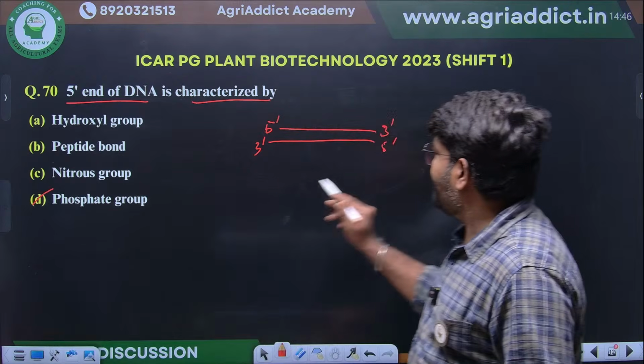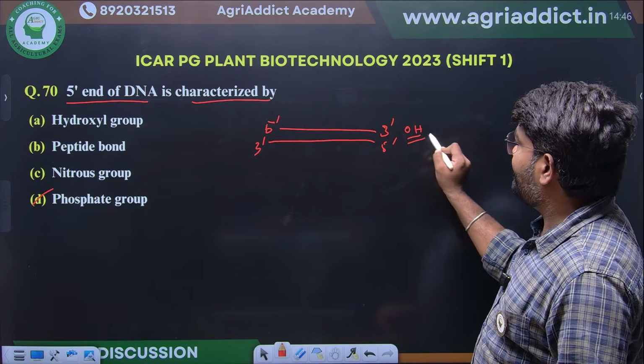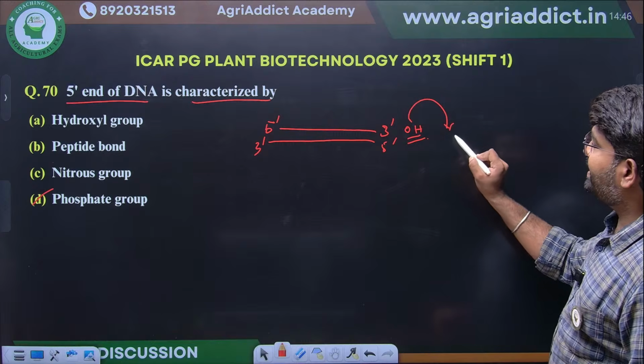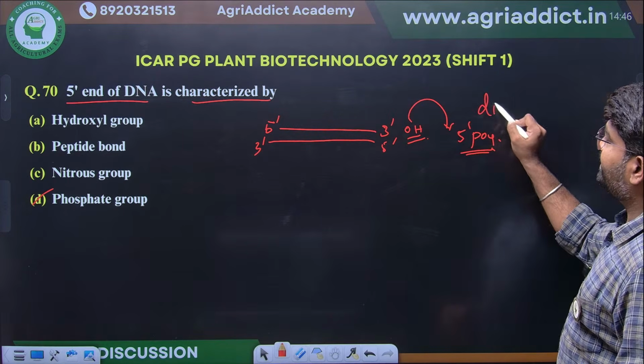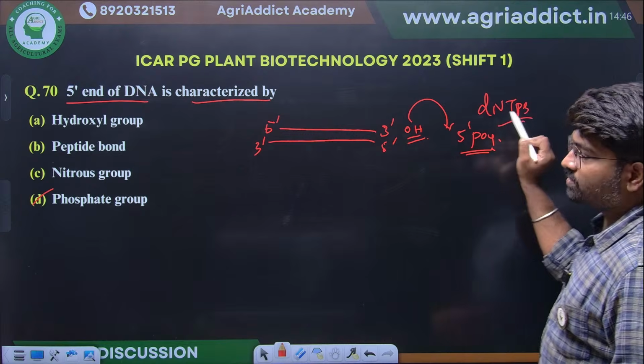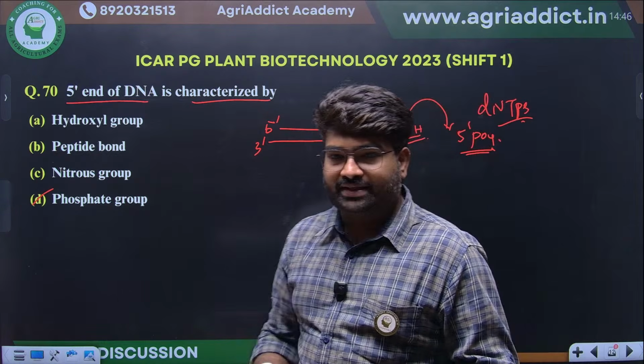Okay. The 3' end will have a hydroxy group. This will go and bring a nucleophilic attack on the 5' phosphate present in dNTPs. So the 5' end will have a phosphate group.